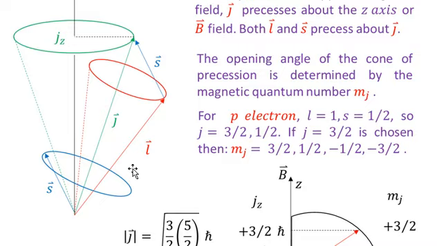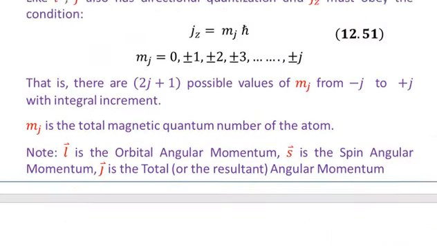You know that we have other quantities mu L and mu S, which are actually directed opposite to the direction of the vectors L and S respectively. Let me show you these two quantities first.